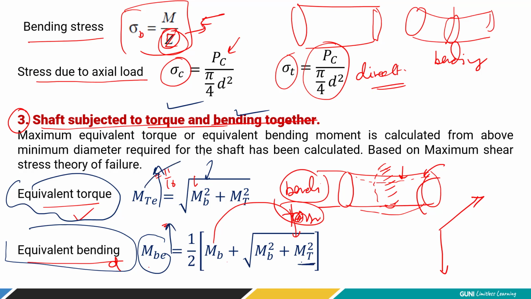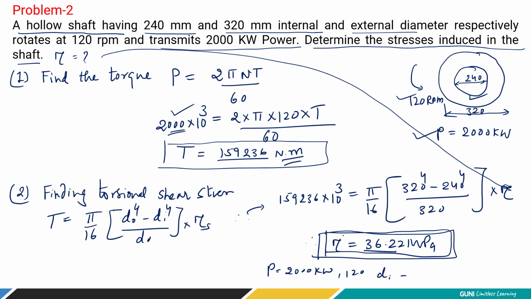So from the individual theory, from the torque, T equals pi by 16 d cubed tau, and from the bending, bending moment divided by section modulus Z is equal to bending stress. These two theories will give two different answers for the given shaft. Whichever is higher is our final answer, right? So let's find it that way.